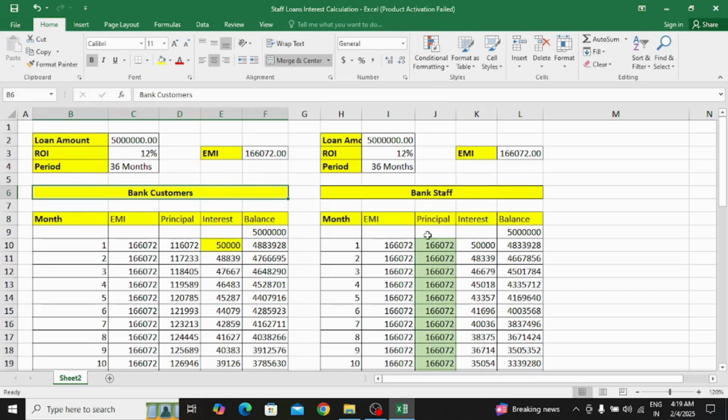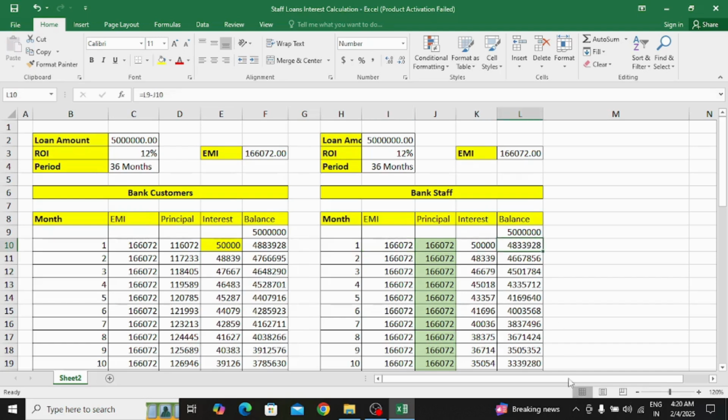If the same loan is taken by the bank staff, loan amount is 50 lakhs, 12%, 36 months, EMI is 1,66,000. So the bank staff has paid the first EMI, 1,66,000. So in this calculation, we will not remove interest from the EMI. So the entire EMI will adjust to the balance.